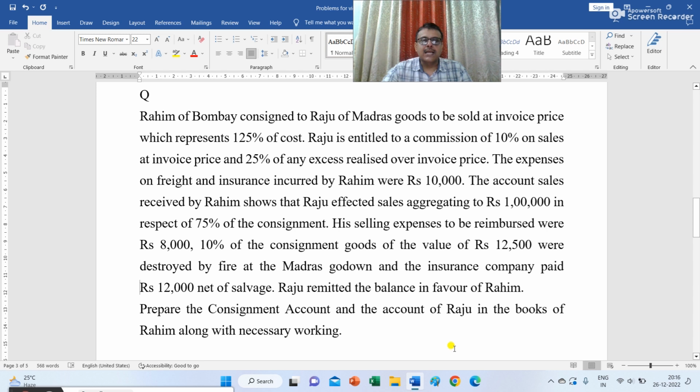10% of the consignment goods of the value of rupees 12,500 were destroyed by fire at the Madras godown and the insurance company paid rupees 12,000 net of salvage. Raju remitted the balance in favor of Rahim. Prepare the consignment account and the account of Raju in the books of Rahim along with necessary working.